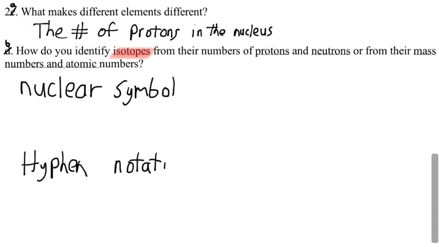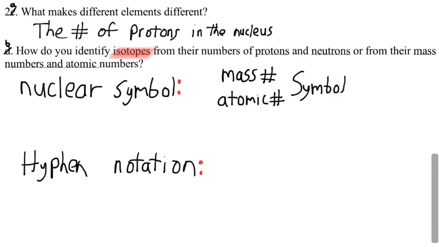Okay, so there's two ways to represent isotopes: nuclear symbols and hyphen notation. Nuclear symbols is where you put the mass number over the atomic number, and then to the right of that you put the symbol. Sometimes that's reversed with the symbol on the left, and sometimes people just put the mass number, but the way your book does it, mass number over atomic number, and then the symbol. If you don't remember which is mass number and which is atomic number, you can always look on your periodic table and find the atomic number from the symbol. Atomic number is above the element on the periodic table.